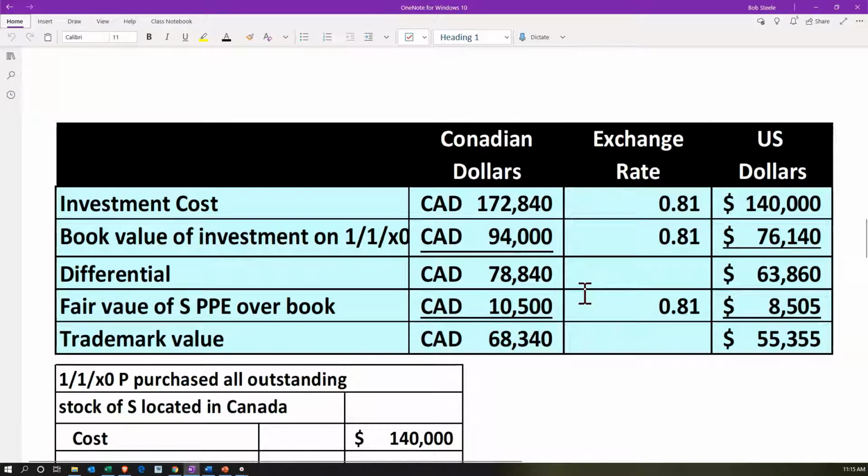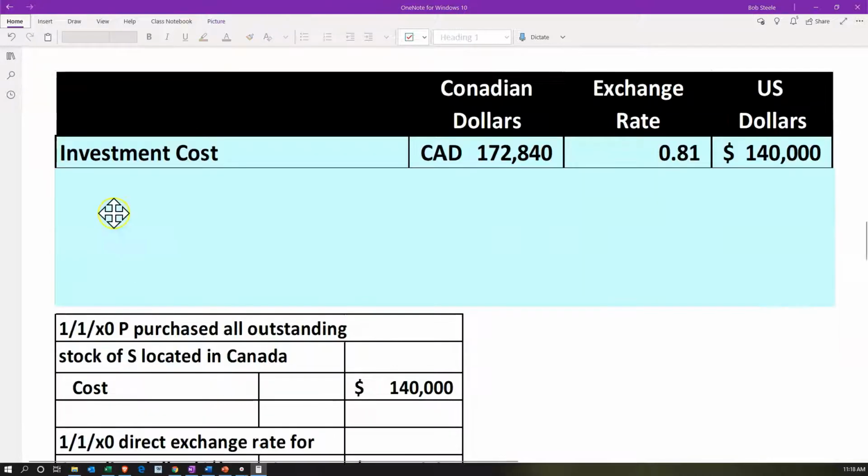Okay, so now we're going to take that information and fill out some of our tables here. The first thing we'll calculate is that differential. We're going to pull the pieces of information from up top that are relevant to the calculations. We start off with the investment cost, that P purchased the subsidiary for, given to us in dollars. So we're filling out the US dollars first, which is the 140,000.